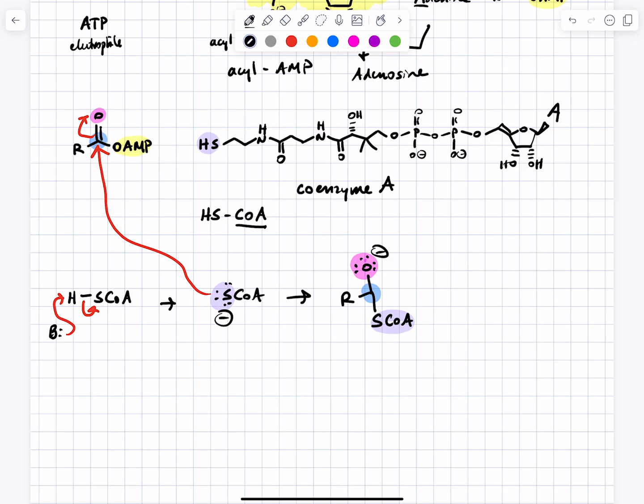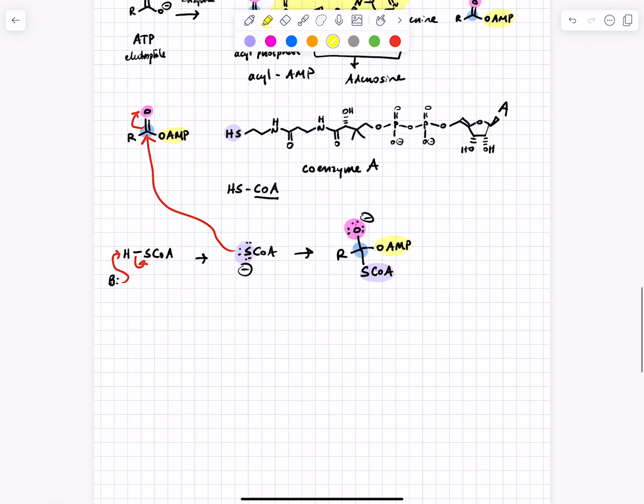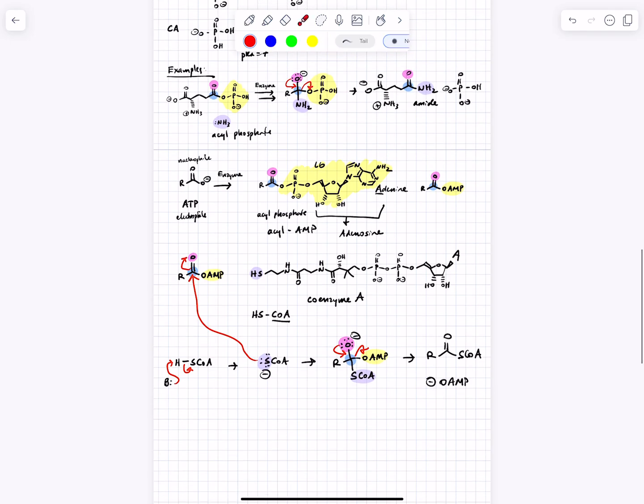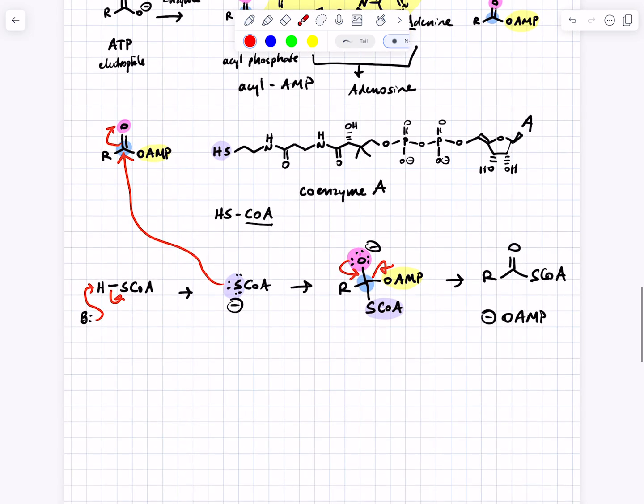And then here is the AMP leaving group, which then, electrons kick down, we form a new pi bond, and the AMP group leaves, and we've just made the coenzyme A thioester. And then I'm just going to abbreviate the AMP leaving group like this. You would be able to draw it. It's just if you take this yellow portion and put a negative charge on the oxygen on the end and get rid of the acyl group, that's what the AMP leaving group looks like.